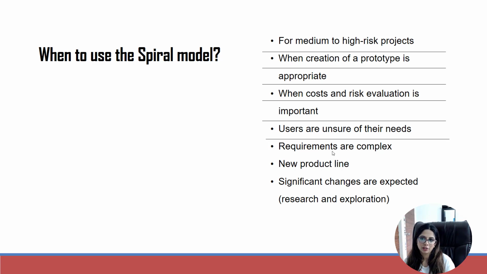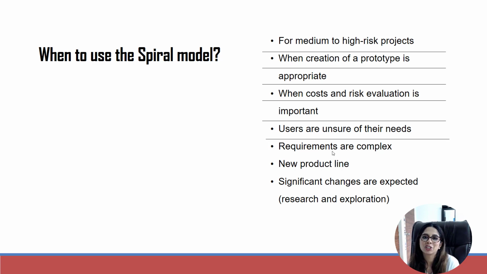Now when to use the spiral? Of course, only when risk is involved should we use it. For medium to high risk projects, yes, there should be risk. When creation of a prototype is appropriate, when the client actually wants to see things happening and developing, then you should use this model. When the cost and risk evaluation is important, when there is costing involved and the risk evaluation is important, then you should use this model.